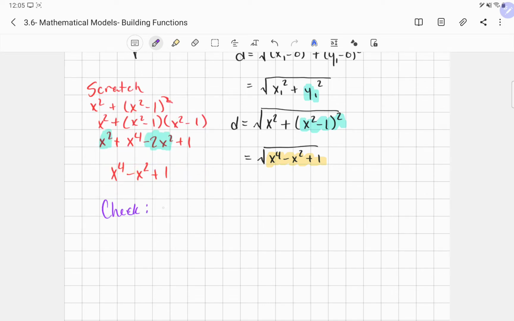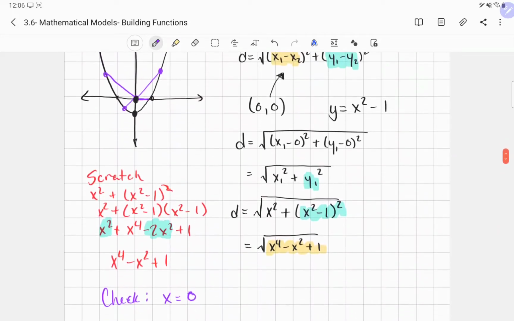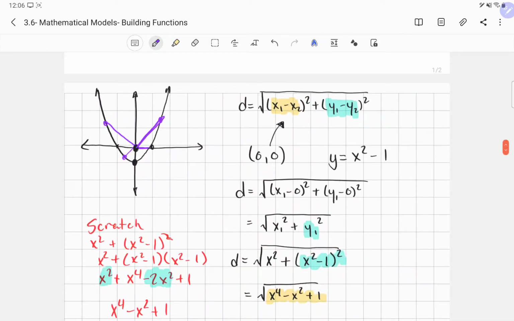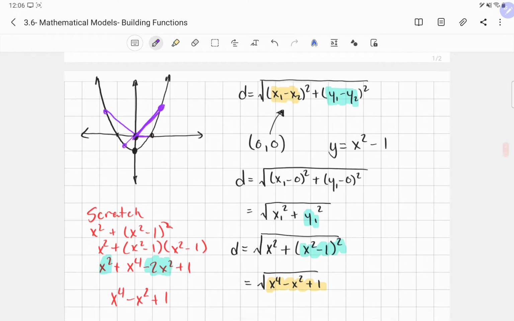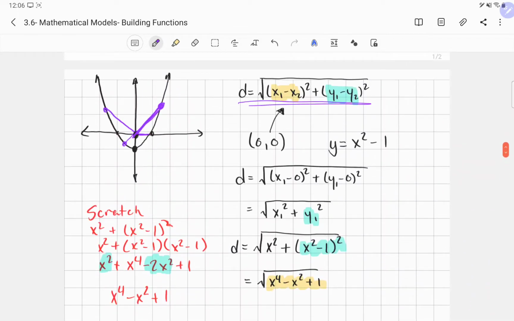Let's go ahead and assume that x is equal to 0. Okay, let's make it simple. If we were to plug this in and find the distance the long way, we're going to plug it into this equation here.